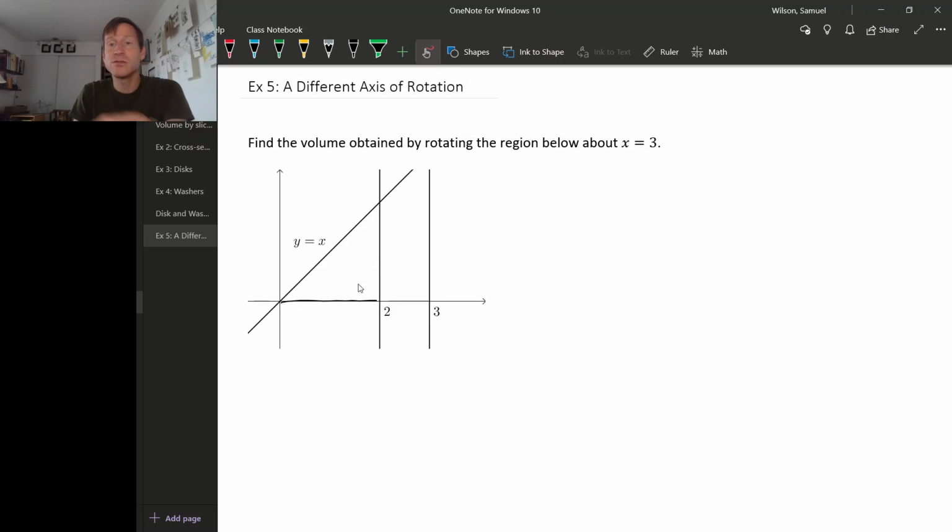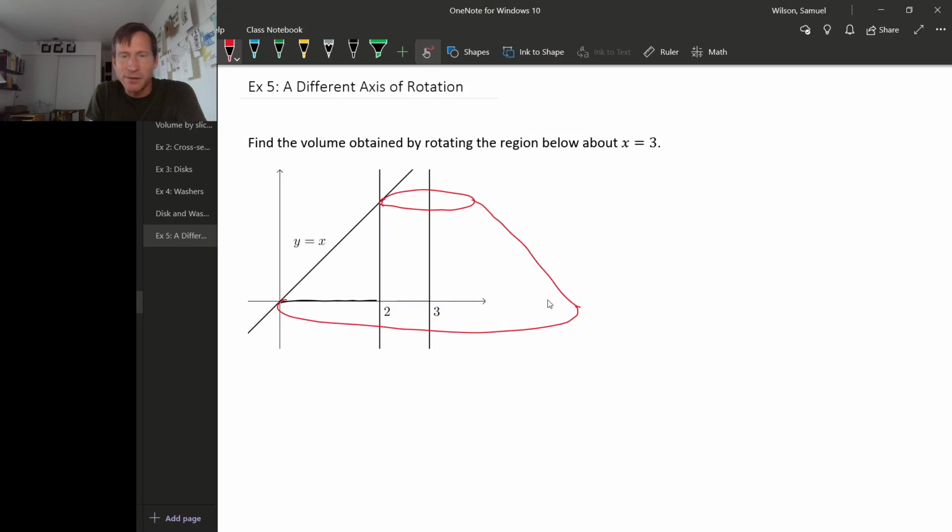When we rotate this around the line x equals 3, what we get is something that has this circular top, the side is slanted like this, and then it has sort of a wide circular bottom. So it's like a cone, but it has this hole down the middle, right, that corresponds to this gap here.